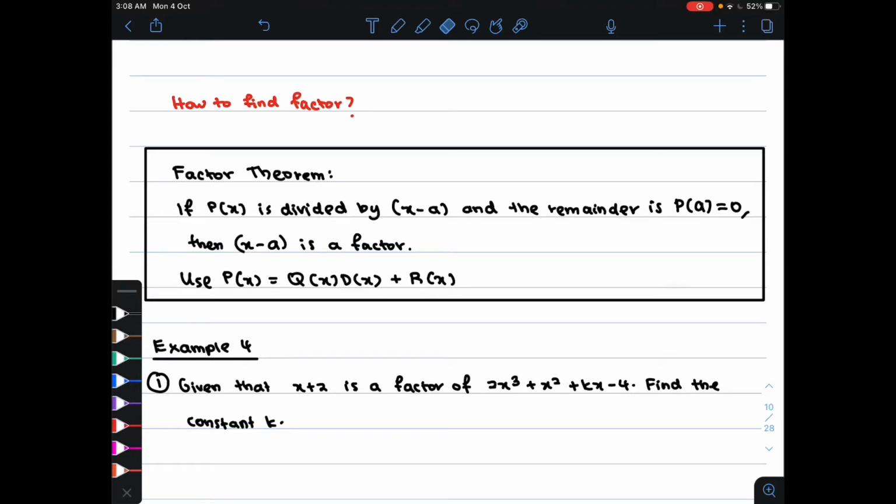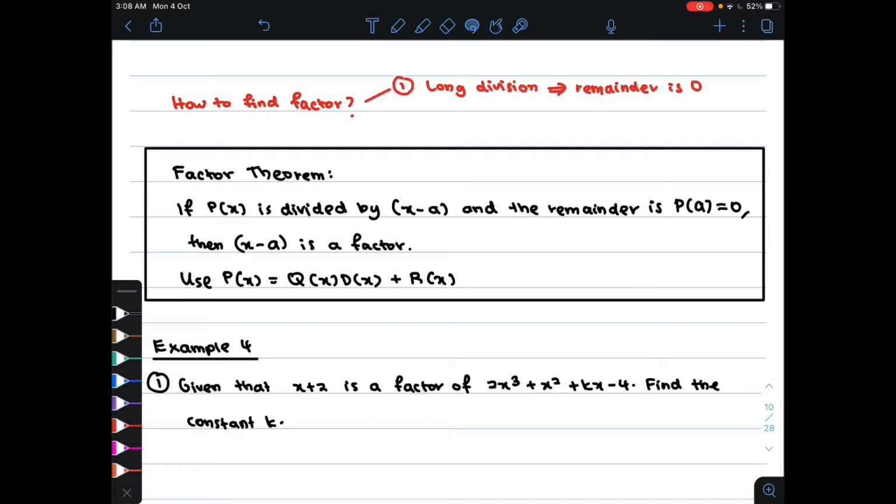The second part of 6.2 is about finding the factors. So what is the meaning of a factor? Factor means that your remainder is 0. So how to find factors?